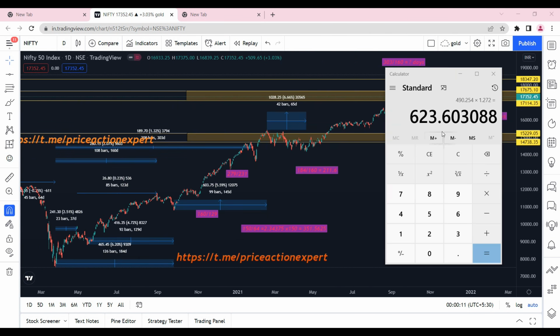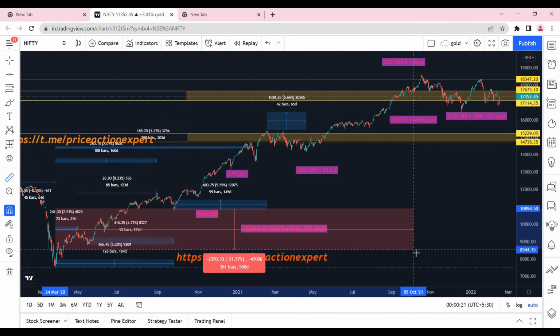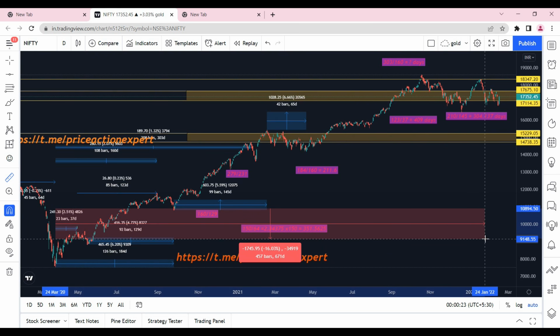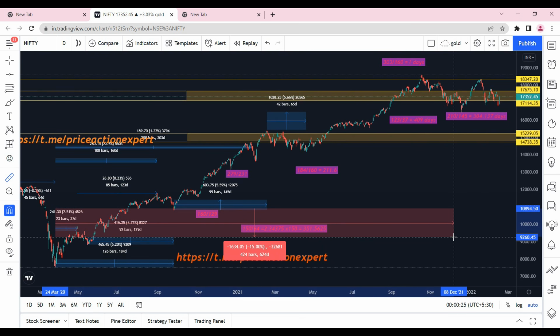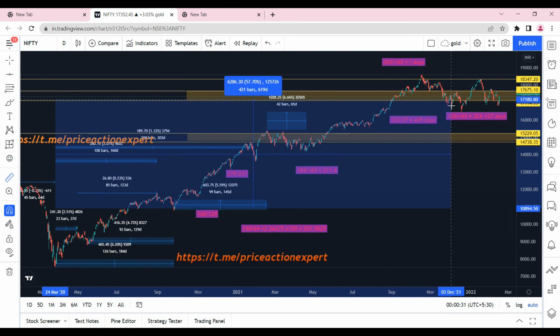Again, if you multiply 491 days into 1.272, it will give 623 or 624 days. From below, 623, 24 days, almost here. You can see the price here. There the price holds and it reacts.